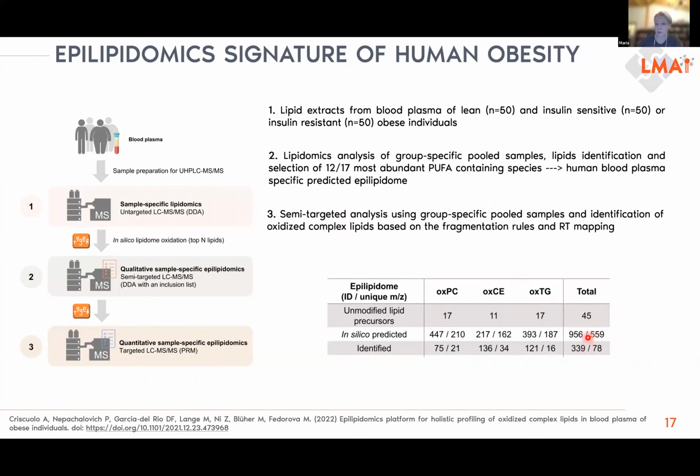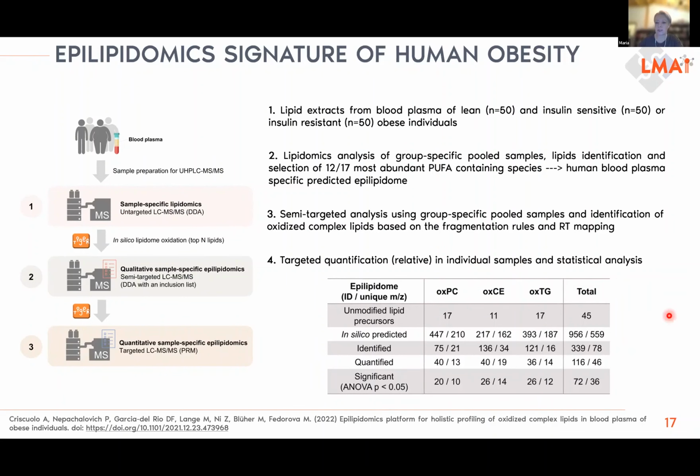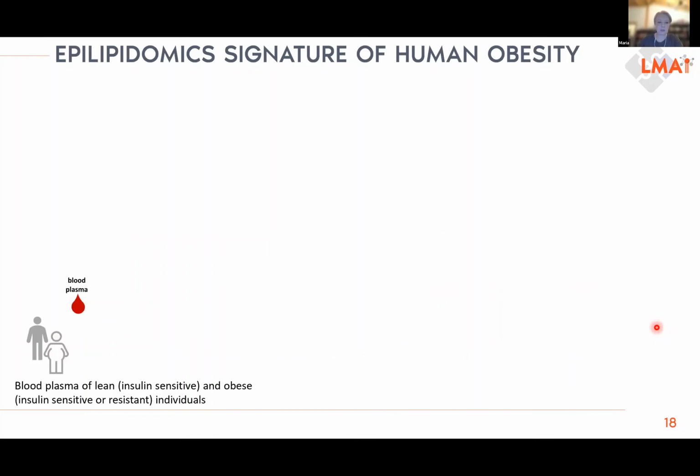And then when we know what is present there, it's pretty easy and straightforward. We can perform targeted quantification using, in this case, PRM on the individual samples and perform statistical analysis. So we could quantify over 100 oxidized lipids here, and of them, more than 70 showed a significant difference between these different groups.